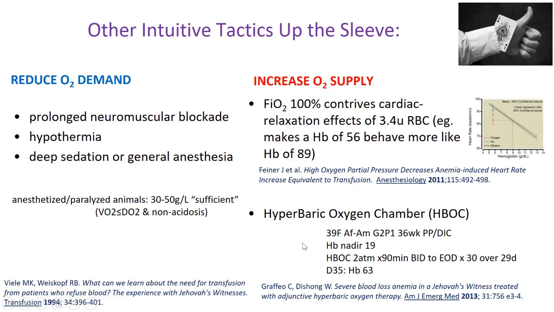And as this case of a Jehovah's Witness illustrates, this lady who suffered a massive postpartum hemorrhage and a hemoglobin of 19 survived in the period that it took for her to build up to a day 35 hemoglobin of 63 by getting into the hyperbaric oxygen chamber 90 minutes twice a day at 2 atmospheres until she was tapering down to every other day, 30 times over that 29-day treatment period. So this is one way to superoxygenate a patient, to have other parts of the bloodstream carrying oxygen if there isn't enough hemoglobin to do that work.